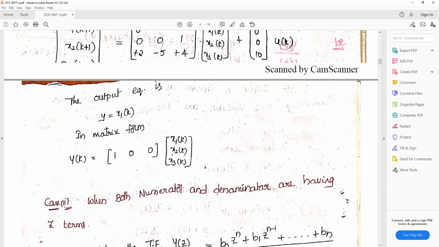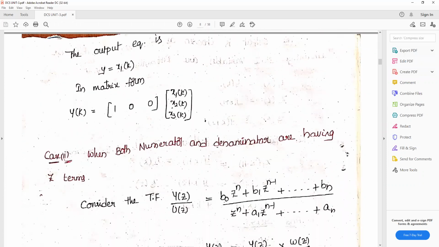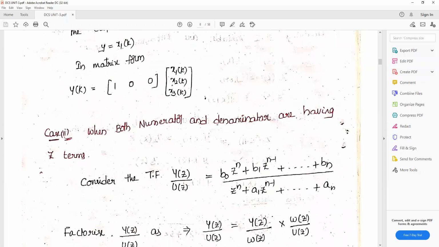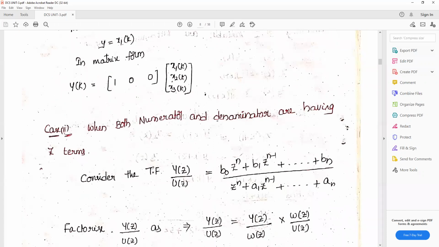So in some cases, when both numerator and denominator have z terms, how do we do it?